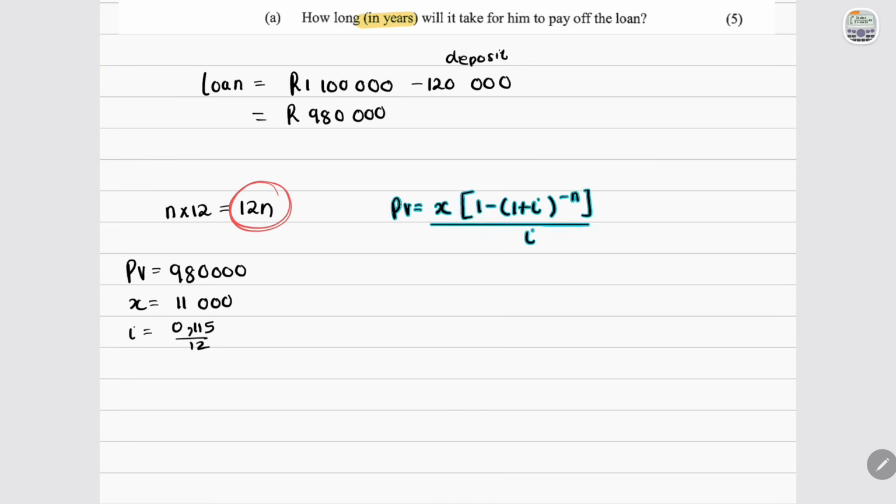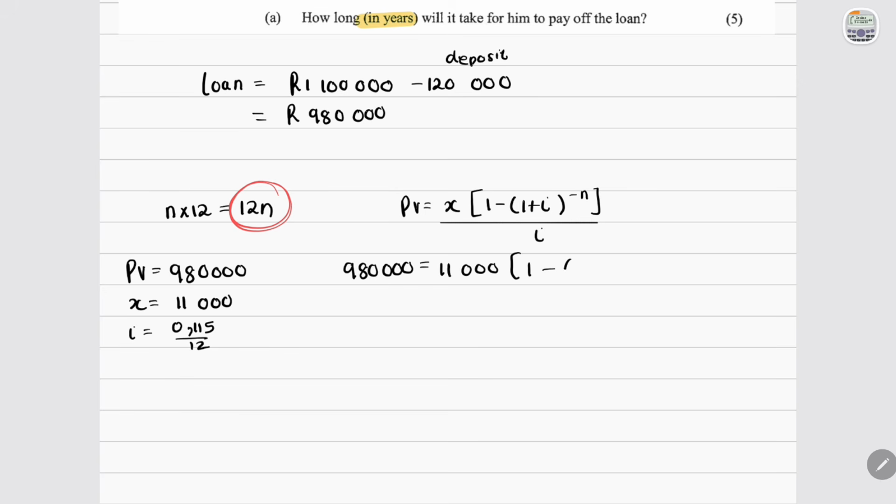So looking at our formula, we have the present value being 980,000 Rand is equal to 11,000, and then open bracket 1 minus 1 plus interest, which is 0.115 over 12, raised to the power of negative 12n, and then all over the interest, so 0.115 over 12.